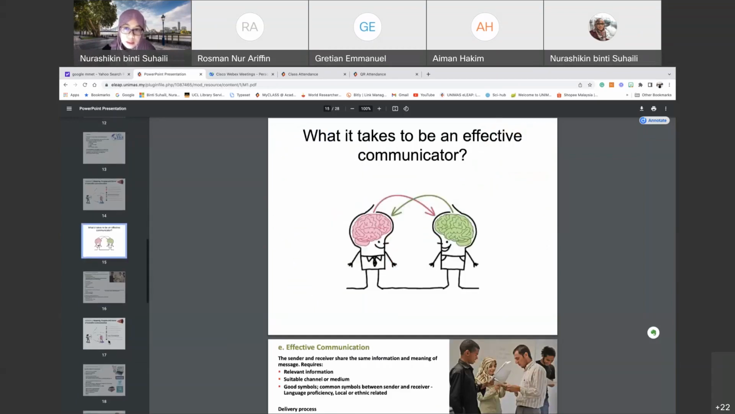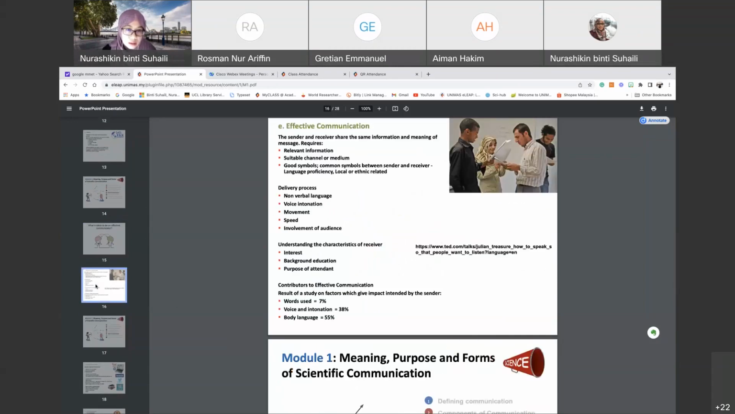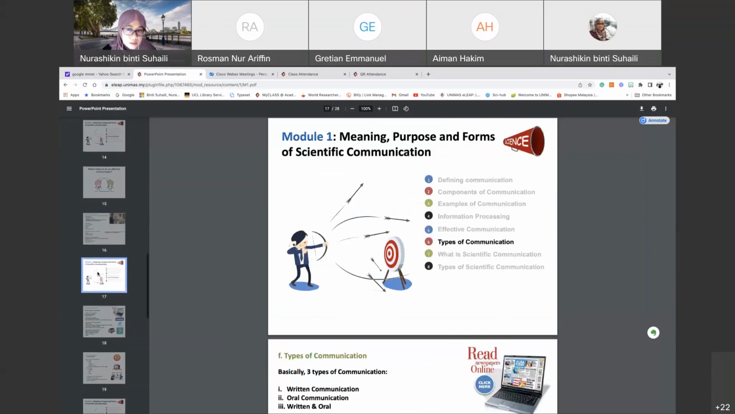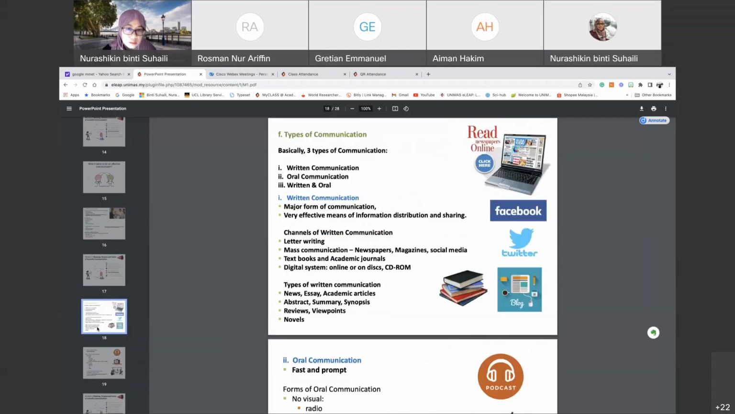Okay, what it takes to be an effective communicator. I think I asked this in the forum. I'll go through your answers after this. Types of communication. I've mentioned just now, what we are focusing on is how to write a proposal, a research proposal, and then research reports, how to present a proposal, how to present a final report, and also poster.